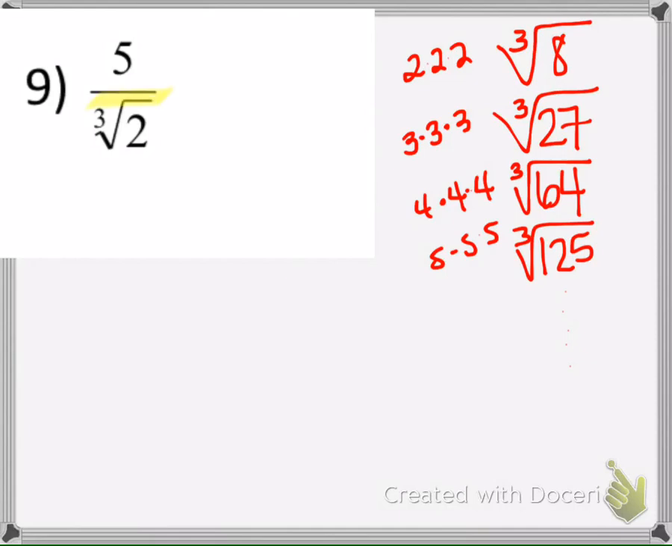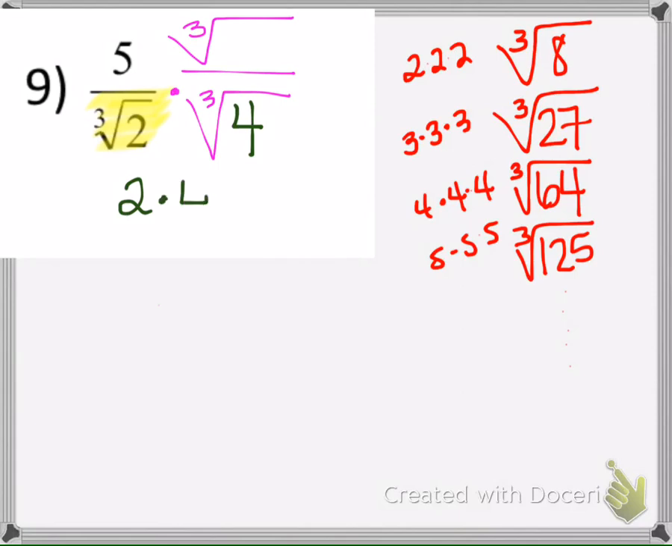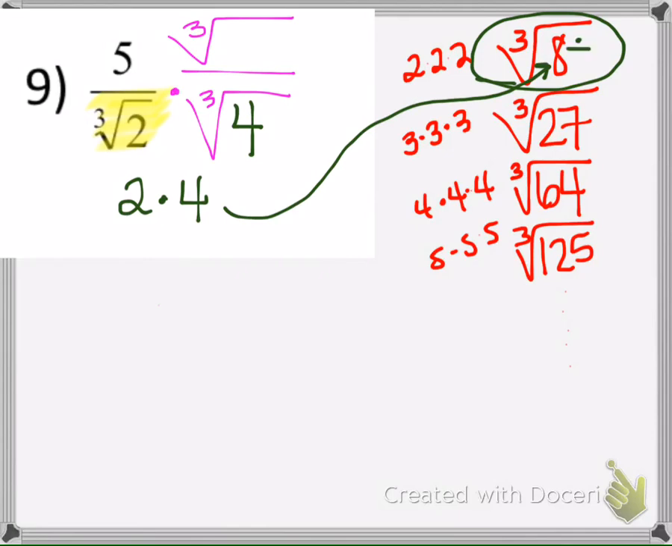So we need to multiply this denominator by something such that it will make one of these numbers in the list. So for example, 2 times 4 is going to make this 8 here. So that's how I know to pick 8, because that 2 can go into 8. So now that I know to put a 4 there, I'm going to put a 4 up here as well.